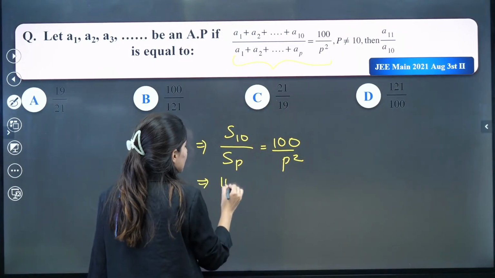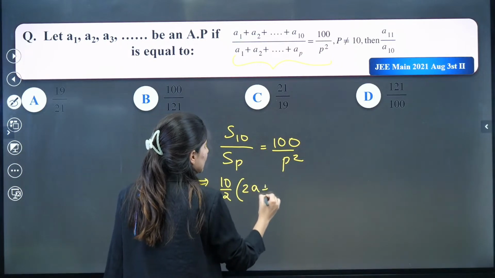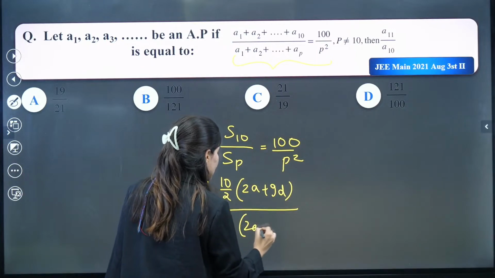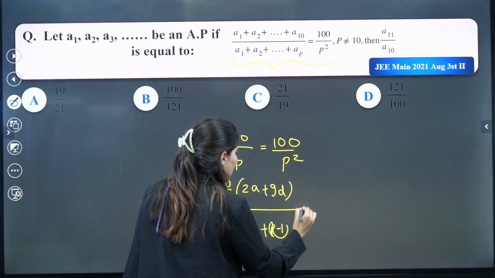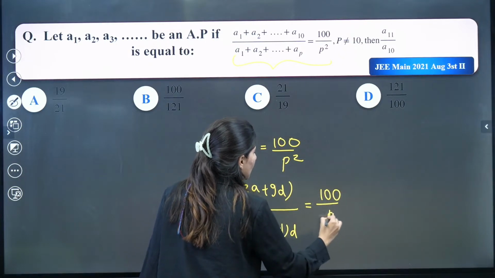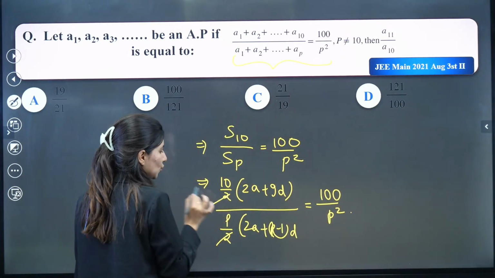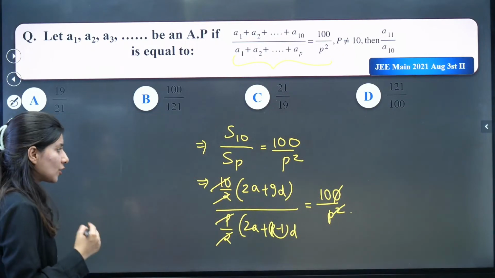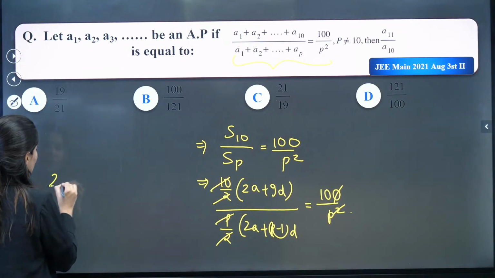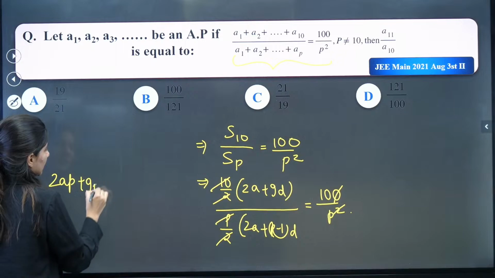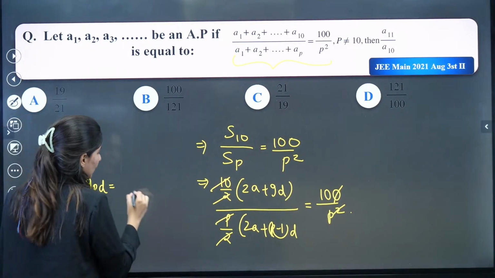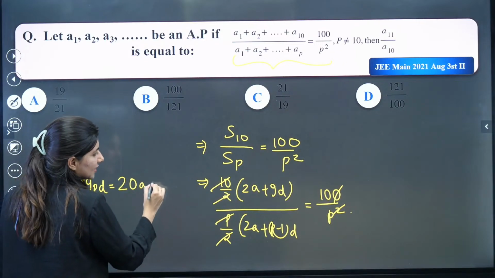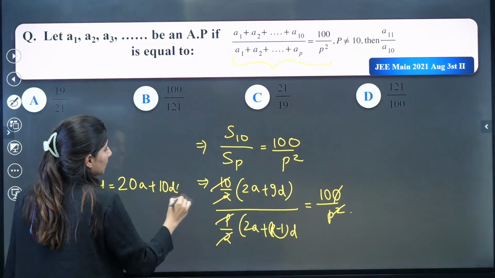So what is the sum of 10 terms? 10 by 2 times (2a plus 9d), whole upon P by 2 times (2a plus (P minus 1)d). And this is going to be 100 upon P square. 2, 2 cancel. 10, 10 cancel. P also cancels. Now cross multiply. So this is going to be 2AP plus 9PD, that is equal to 20A plus 10D(P minus 1).